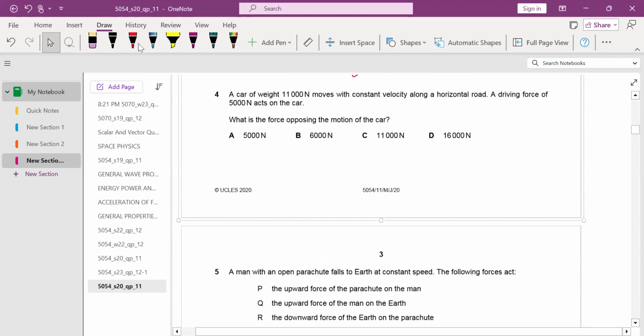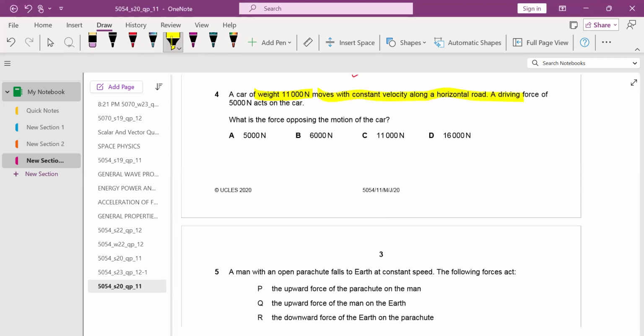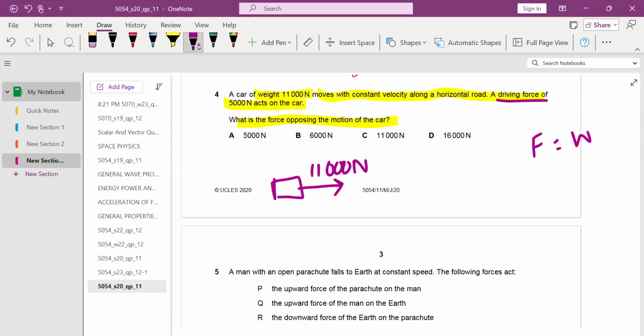Question number 4. A car of weight 11,000 Newton moves with constant velocity along a horizontal road. A driving force of 5,000 Newton acts on the car. So what force is opposing the motion of the car? So for example, this is a car. According to the formula force equals weight, you can say that it's moving with a force of 11,000 Newtons and a driving force of 5,000 Newton. So what is the opposing force? The opposing force is 5,000 Newton. Option A is correct for question number 4.